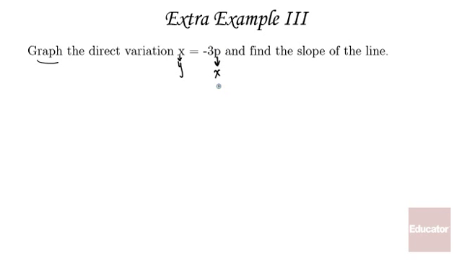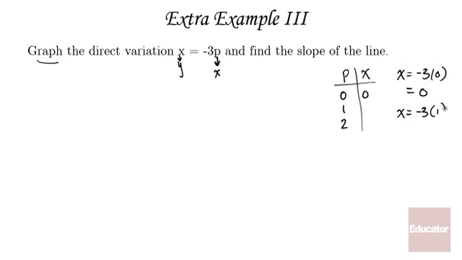So we're going to graph the direct variation by creating the input p and output x table. I'm going to choose 0, 1, and 2 because those are easy numbers to work with. Remember that you only actually need 2 points, maybe the 0 and the 1 or the 1 and 2, because just 2 points will create a line for you. So x equals negative 3 times 0, which is 0. And then x equals negative 3 times 1, which is negative 3. And then x equals negative 3 times 2, which is negative 6.